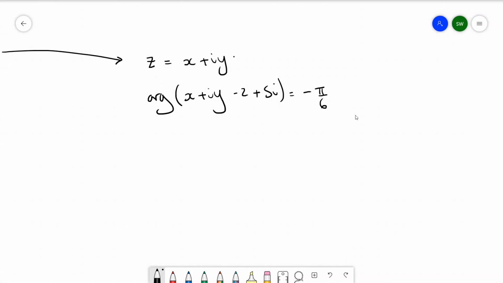So to do this algebraically, we've got this complex number inside the bracket, and it's going to help us if we can think about this in terms of real parts and imaginary parts. So inside the argument, the real part is x minus 2, and if we take i outside of a bracket, the imaginary part is y plus 5.